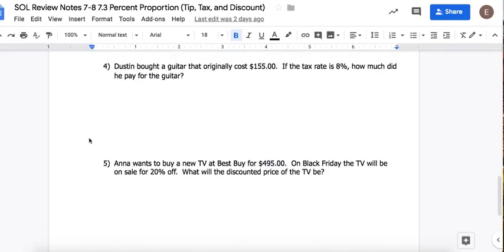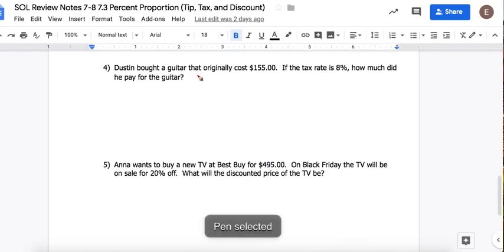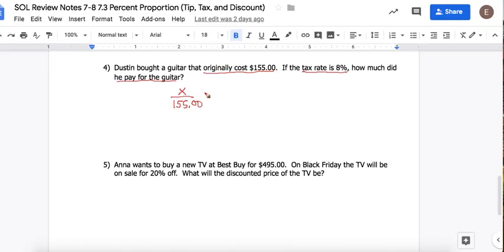Okay, let's look at number 4. Dustin bought a guitar that originally cost $155. If the tax rate is 8%, how much did he pay for the guitar? So I want to know how much he paid for the guitar, and I know the tax rate is 8%, so I need to find the tax first. So I'm still going to do part, which is x, because I've got to find the tax, over whole, which is the cost of the guitar, and we're going to put percent over 100.